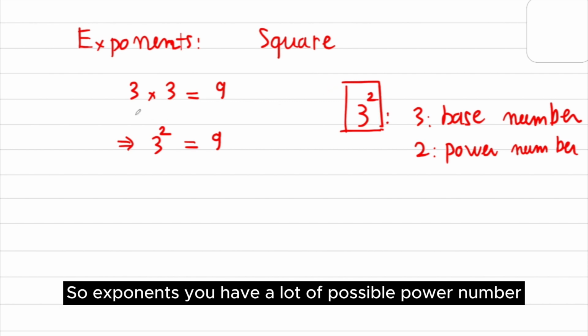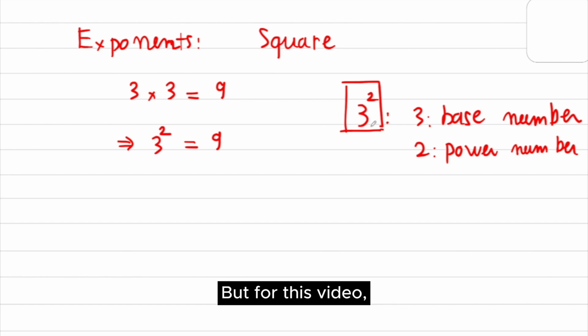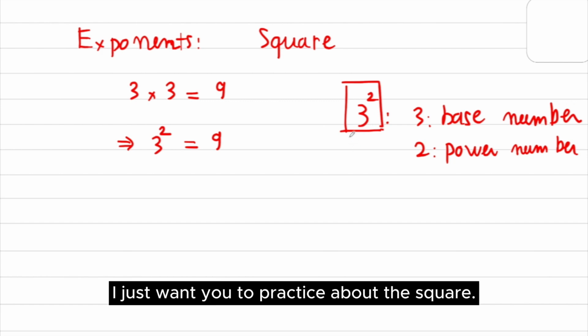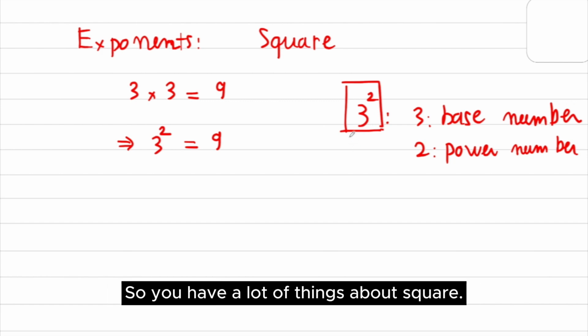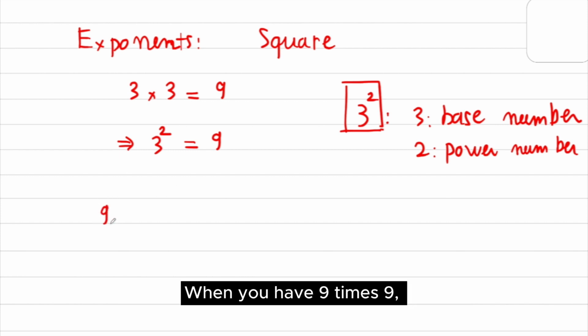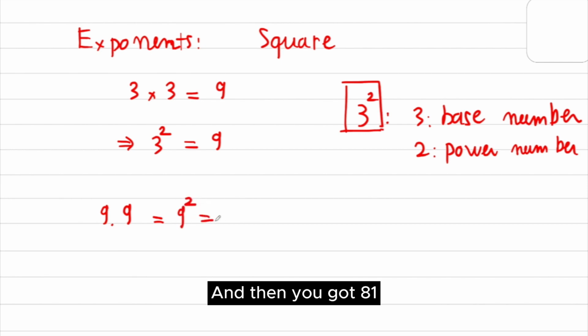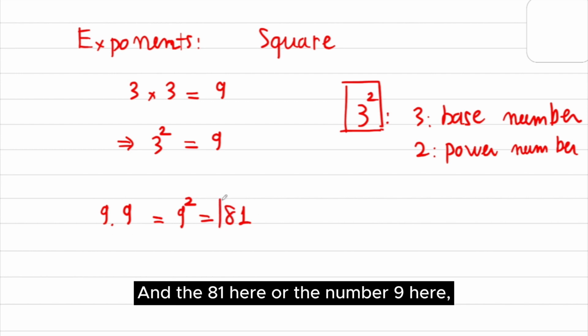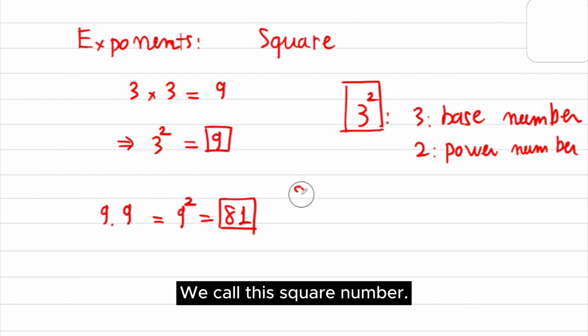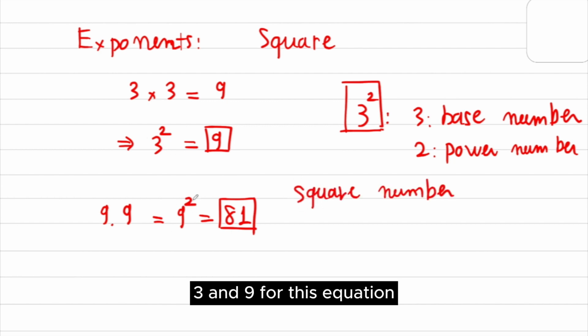So for exponents, there are a lot of possible power numbers, but for this video I just want you to practice the square. When you have 9 times 9, you can write it as 9 square, and you get 81, because 9 times 9 equals 81. The 81 here, or the number 9 here, we call a square number.